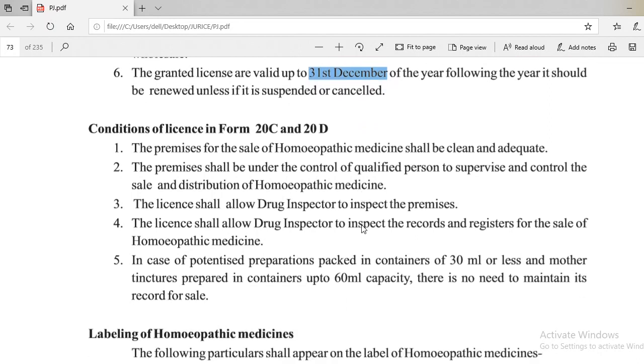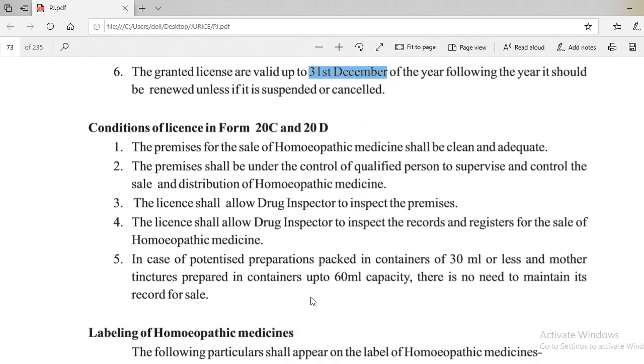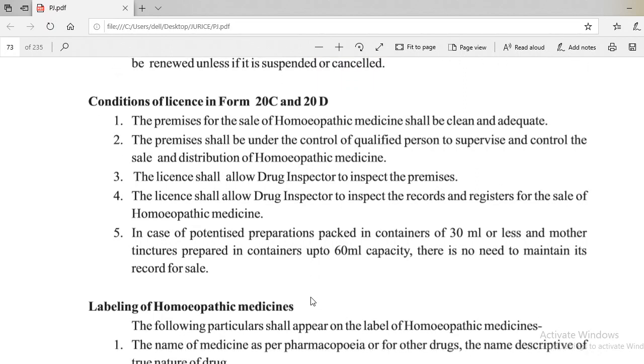Okay. Conditions of license in form 20C or 20D, meaning for retail selling as well as for wholesale selling, what are the conditions? So first is, the premises for the sale of homeopathic medicine shall be clean and adequate. The premises shall be under the control of a qualified person to supervise and control the sale and distribution of homeopathic medicine.